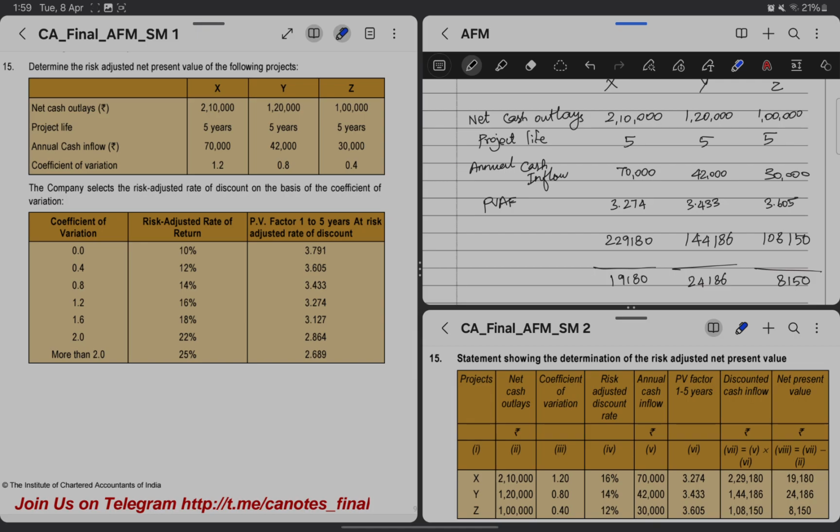In this question they are not asking on the decision whether we should accept or not, but we can give on a general basis that since the NPV is positive, considering the risk adjusted rate which the company has chosen, if the NPV is positive, we can go ahead and accept the project. That will be a simple answer.